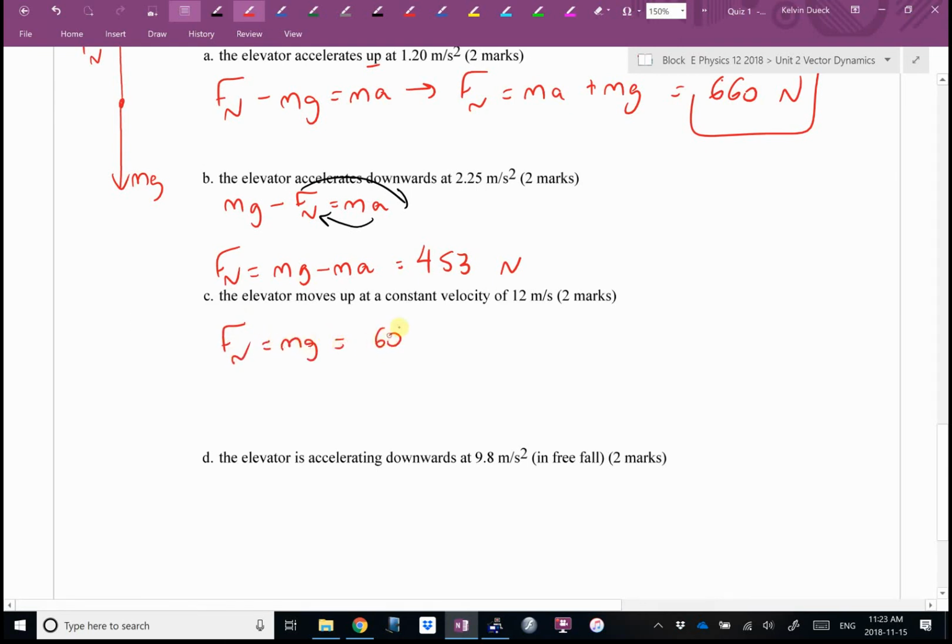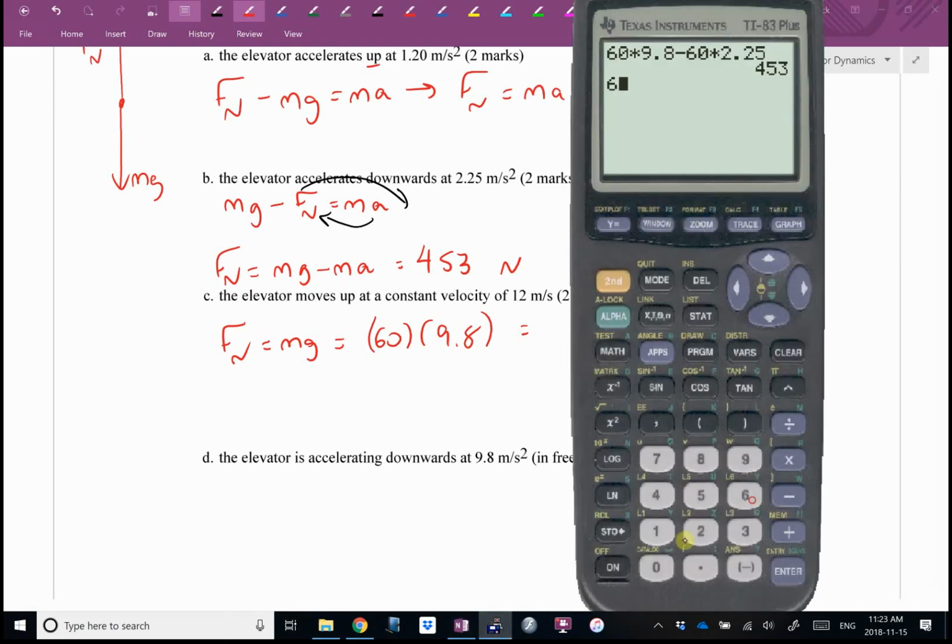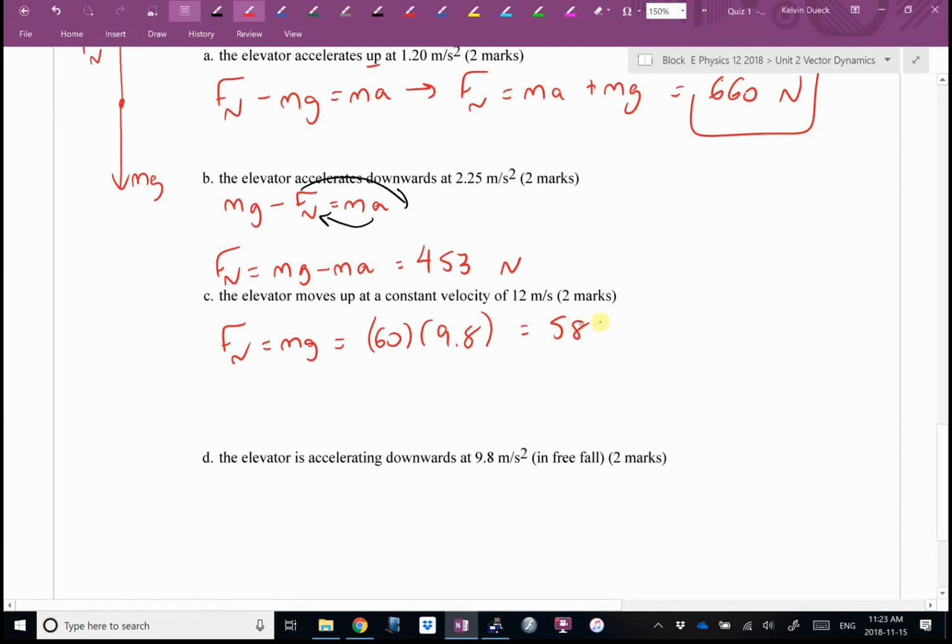So it's going to be 60 times 9.8. I should be able to do that in my head. 60 times 9 is going to be 540. 60 times 0.8 is going to be 72. 540 plus 72, 612? Maybe I'm wrong. No, it can't be 612, Mr. Dueck. 588. Wow, way off. In a slump.